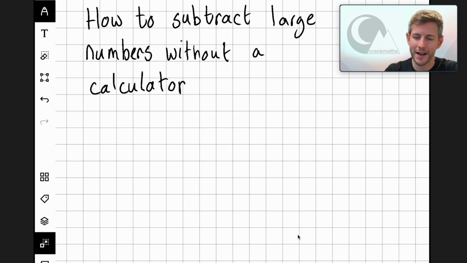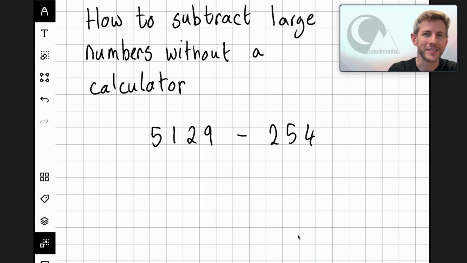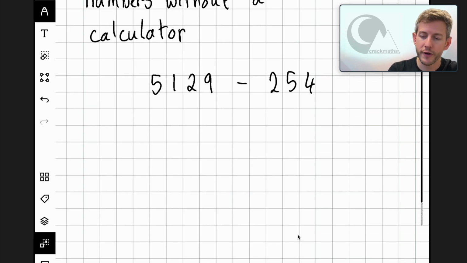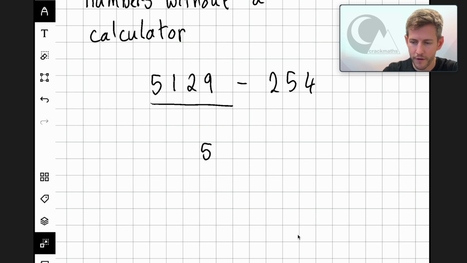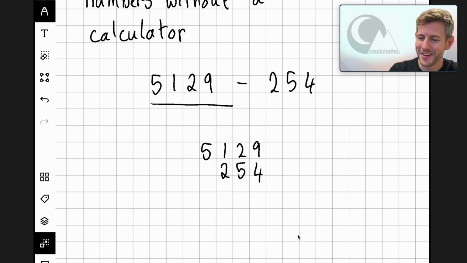Let's say I have 5,129 take away 254. Okay, so the first step is to line them up on top of each other, making sure we put the first number on the top. So I'm going to write 5,129 here, and underneath it I'm going to put 254. Brilliant. Next step is to start taking away.